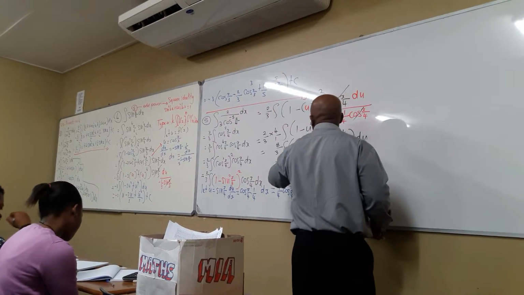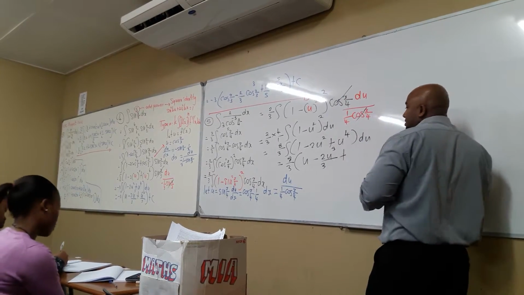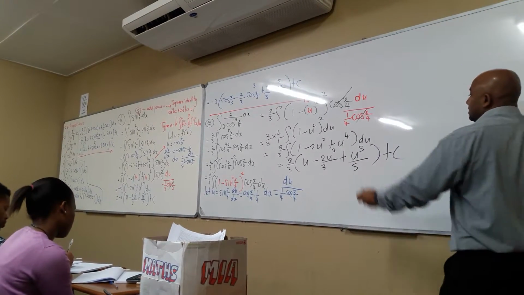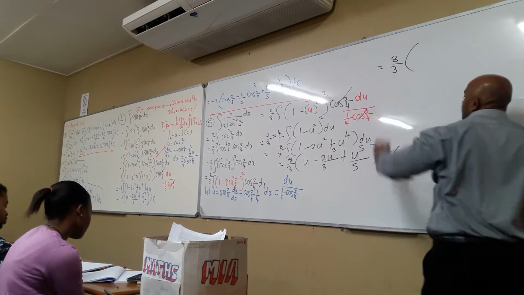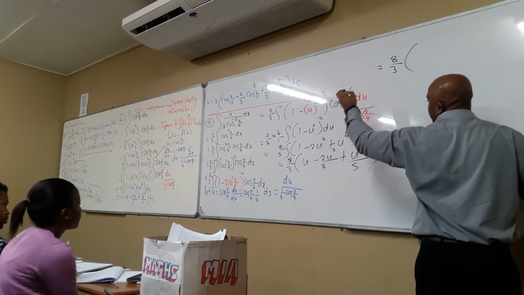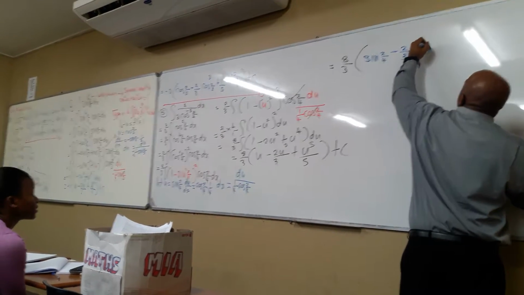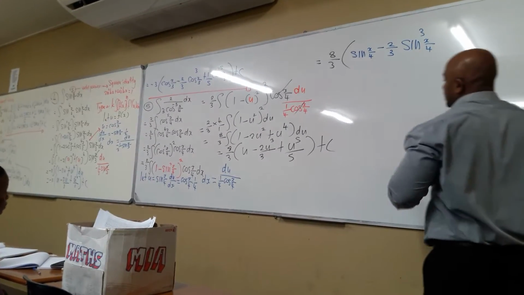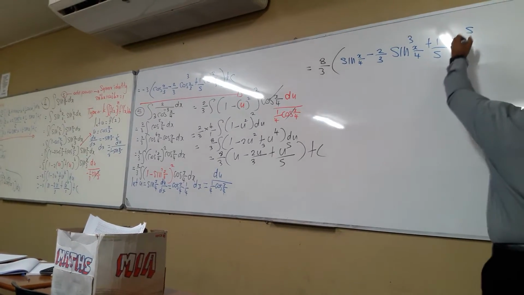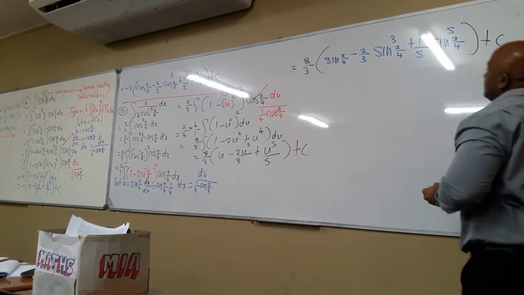So you integrate 1, that will be u. Integrate 2u squared, that's 2u to the power 3 over 3. Integrate u to the power 4, that will be u to the power 5 over 5 plus c. Substitute back. What was u? u was sine, so that is sine of x over 4 minus 2 over 3 sine cubed of x over 4 plus 1 over 5 sine to the power 5 of x over 4. And you're done.